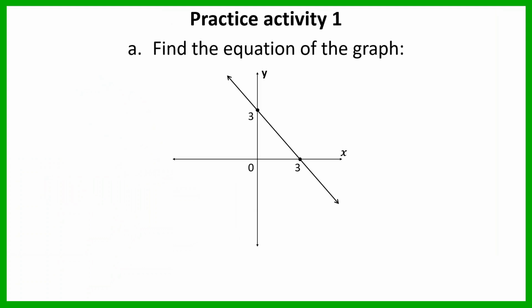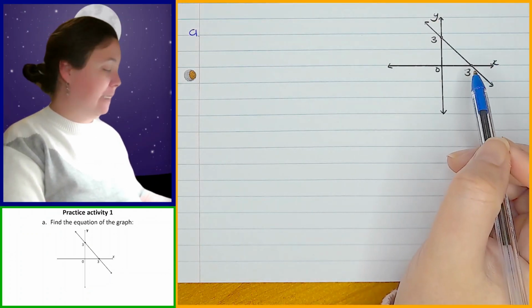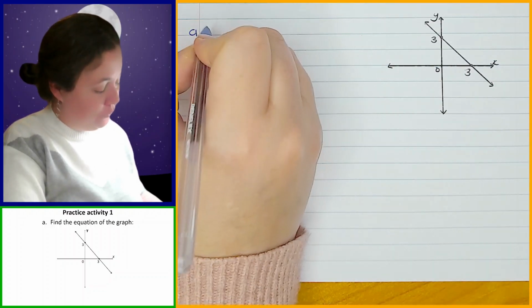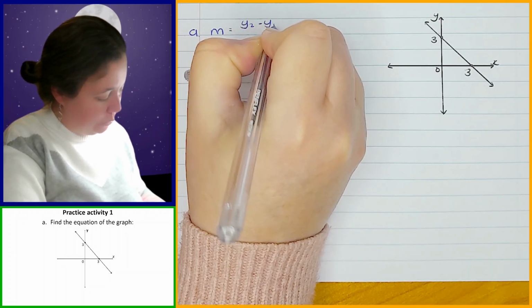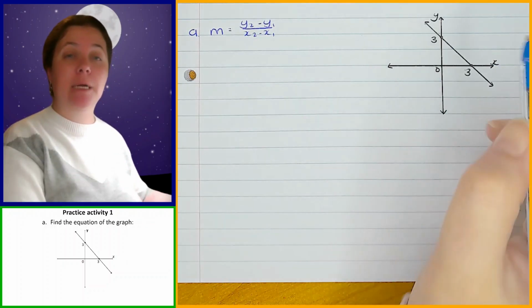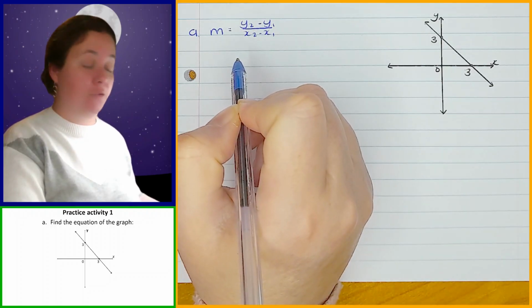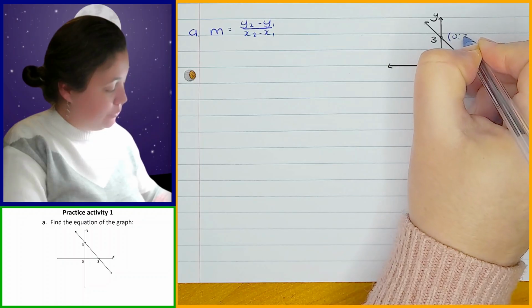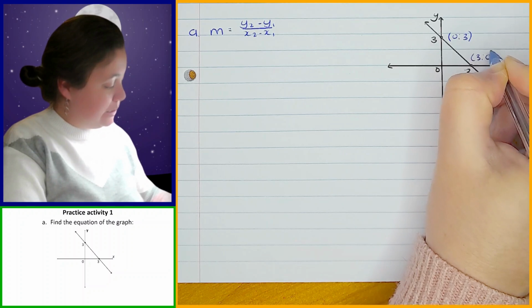Okay, so let's go through that question and see what you should have got. Right, so the first thing I'm going to do here is I need to find the gradient of this graph. Now, to find the gradient, I'm going to use the formula m equals y2 minus y1 over x2 minus x1 again. Now I'm going to write down the coordinates for each of these points over here, so it'll be easier for me to fill them into the formula. So the coordinates of this point are 0, 3, and this point has the coordinates 3, 0.